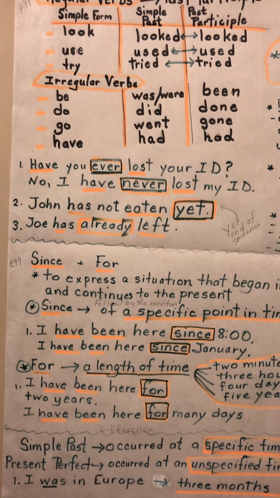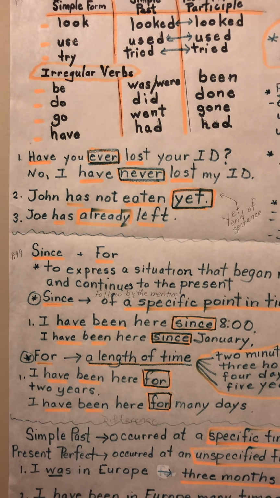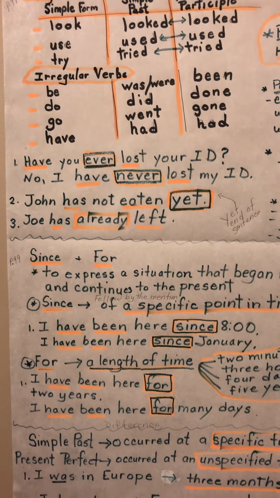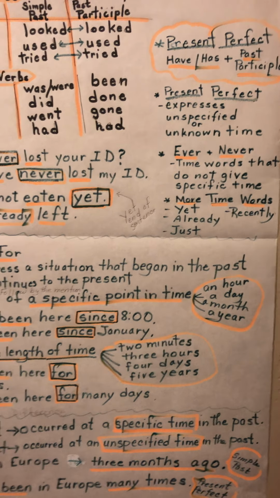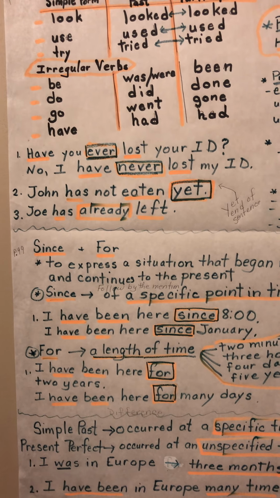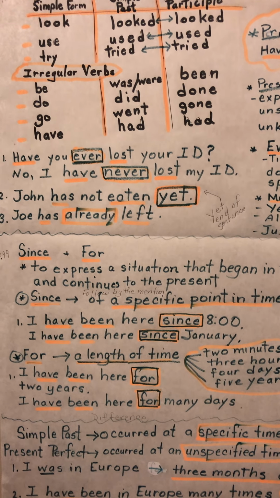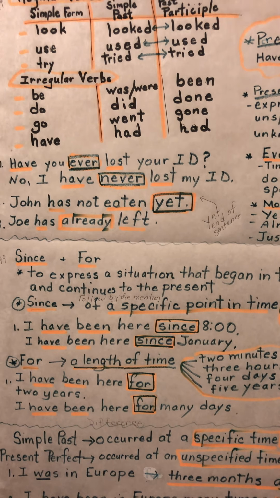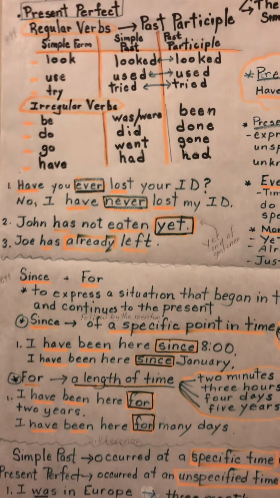Let's look at number 2. Number 2, we're going to use another time word, yet. John has not eaten yet. Okay? Yet is used at the end of a sentence. Let's use another one, already. Joe has already left. Already is a time word. Has plus left is the, what are we talking about? Present perfect.